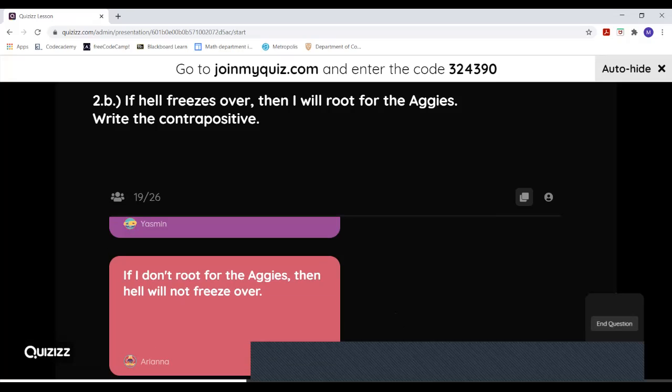So if we think about this, right? If hell freezes over, then I'll root for the Aggies. This is never going to happen. Therefore, you're not going to root for the Aggies, basically, is what they're saying. The other side of that is if you didn't root for the Aggies, we could also guarantee that hell did not freeze over. Because if it freezes over and you don't root for the Aggies, then you're a liar.